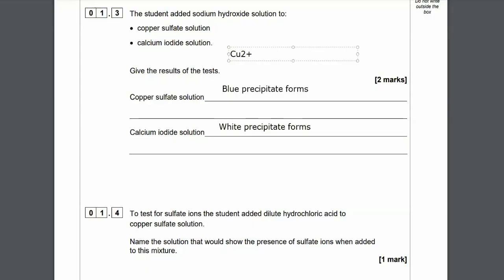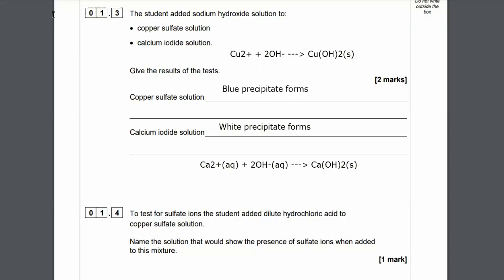And this is the equation you have to know if you're doing higher tier. Cu2+ plus 2OH-, the hydroxide ions, form Cu(OH)2, copper hydroxide, a solid, because it's a precipitate. A precipitate is a solid that forms within a solution. And then we've got calcium ions plus hydroxide ions make Ca(OH)2, and it's a solid. And don't forget, in these equations, if you're asked to write an ionic equation and they want state symbols, you've got to put aq.